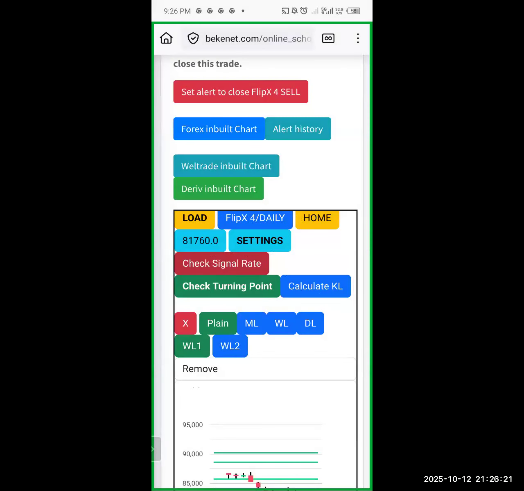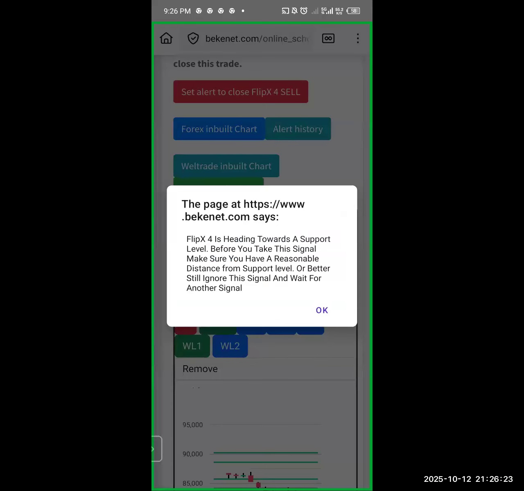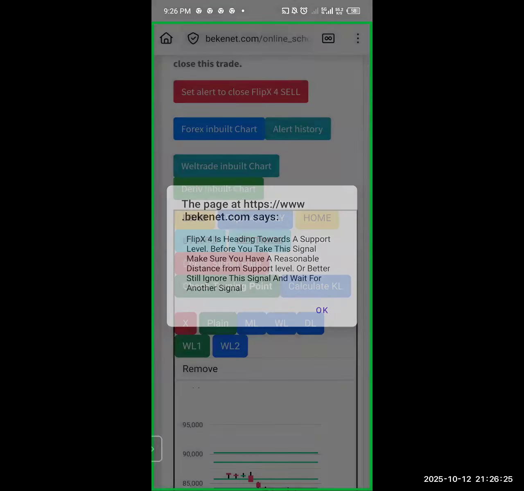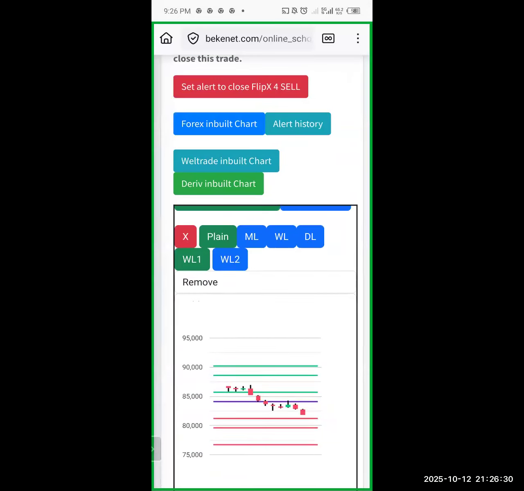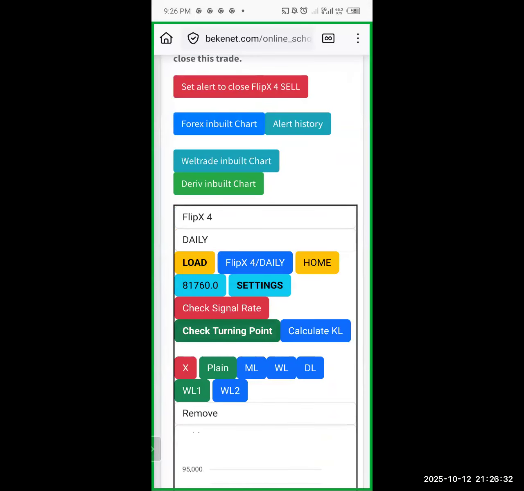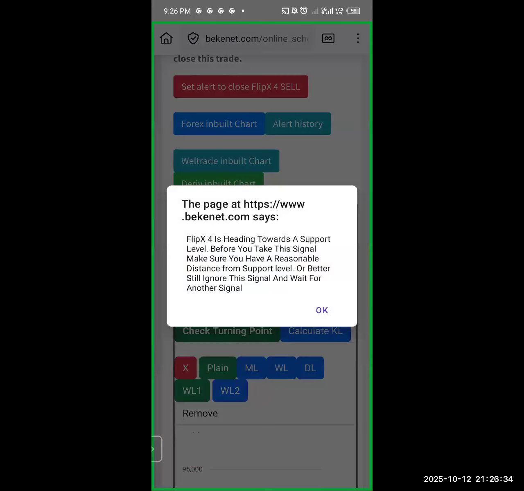Then you still have your turning point. These turning points help you, and there are some persons who still don't really understand these key levels. Once you click on this turning point, it will tell you if price is actually close to a support level. As you can see, flip 4 is heading towards a support level. Please, before you take this signal, make sure you have a reasonable distance. It's the same thing I've been saying.